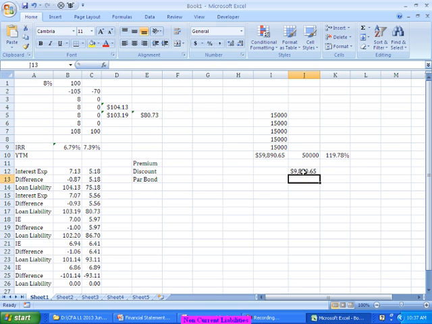This 9,890 is booked as a gain by the lessor. It is booked as a loss by the lessee.